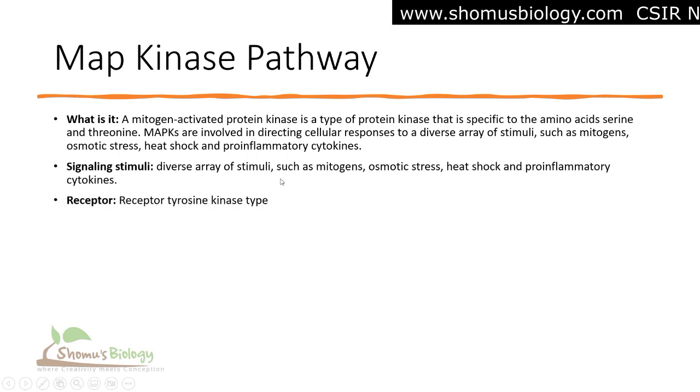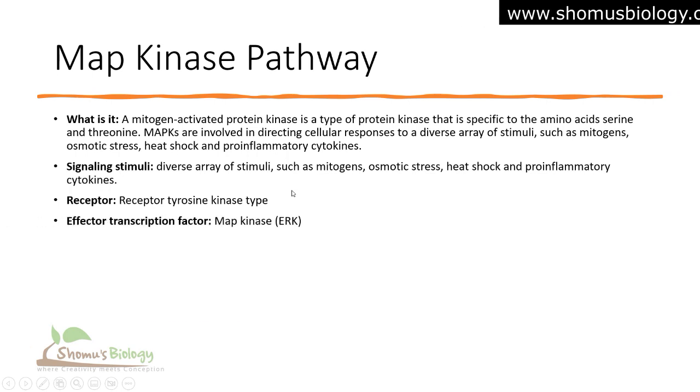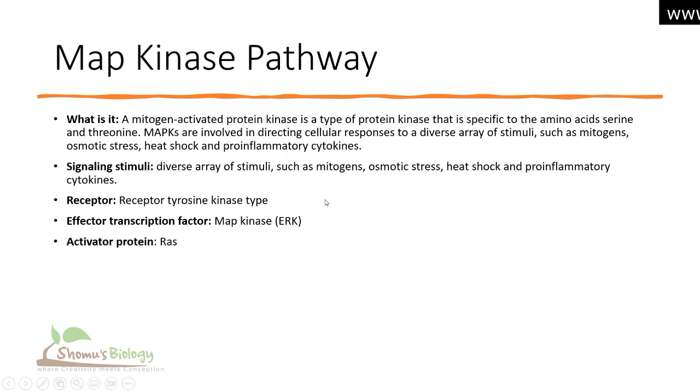The receptor used in MAP kinase pathway is receptor tyrosine kinase type. Effector transcription factor here is MAP kinase, also known as ERK protein. The activator protein here is Ras, KRAS for example.